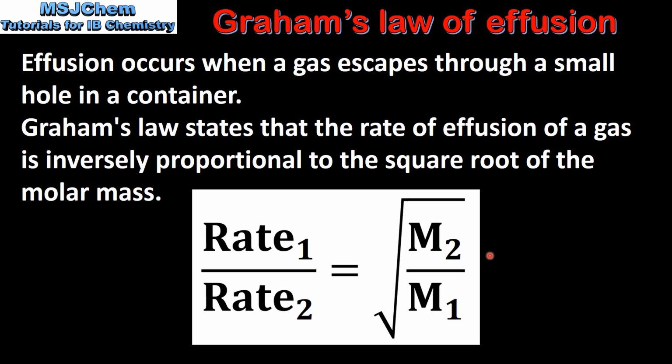For two gases at the same temperature, the gas with a lower molar mass will effuse at a faster rate than the gas with a higher molar mass. This is because gases with a lower molar mass have a higher average velocity and are more likely to pass through a small hole in a container.